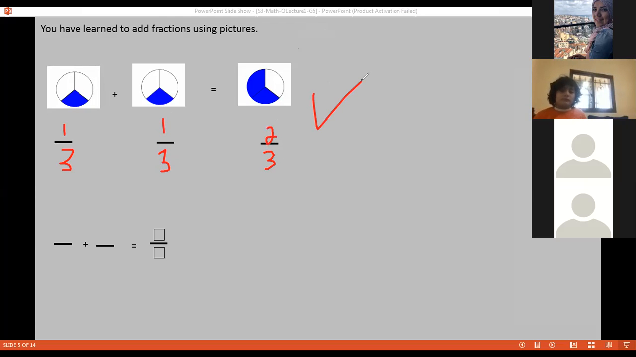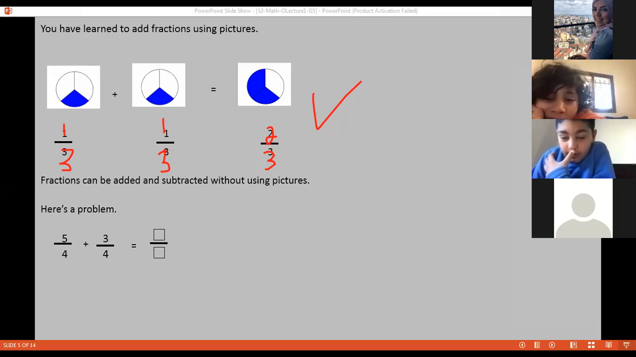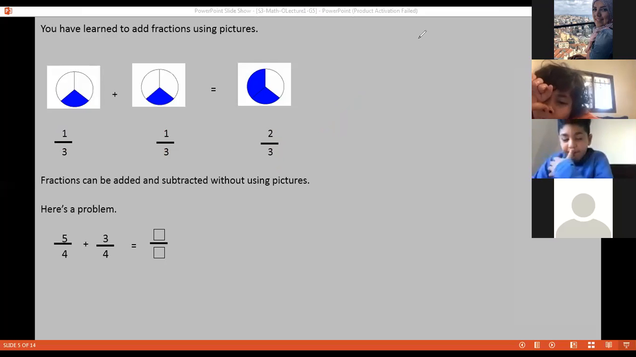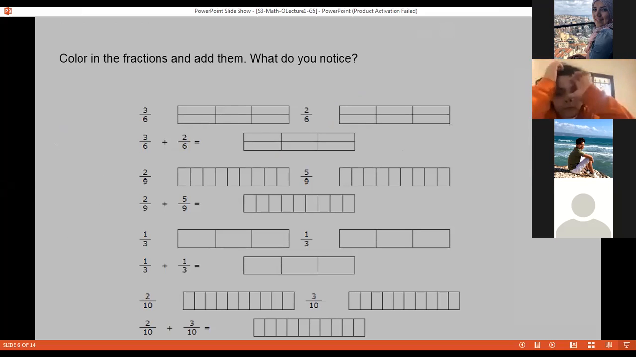But what if we don't have a figure? For example, suppose you want to add 5/4 plus 3/4. Here we don't have a figure, right? So how can we add them? That's what we are going to learn in this lecture. So we are going to learn how to add fractions without a figure. Of course there is a way to do this. Let us start. I'm going to use figures here in order to observe at the end what we did.